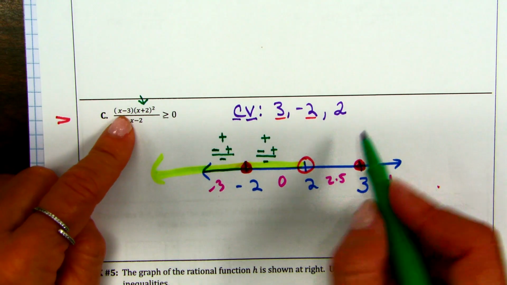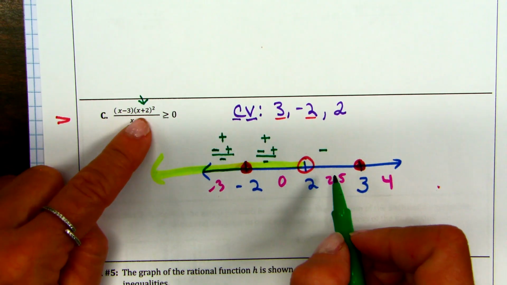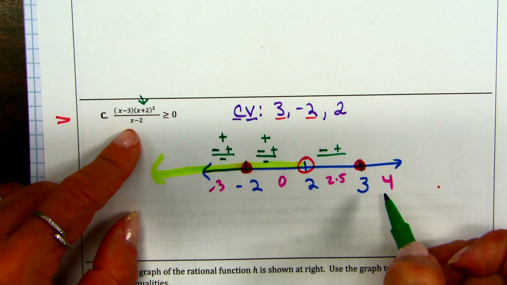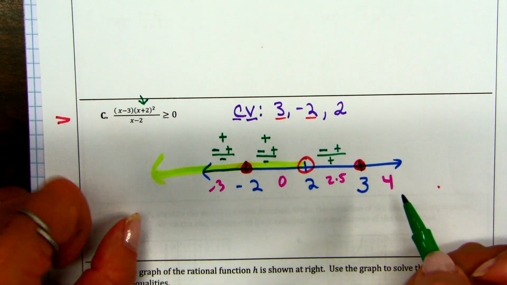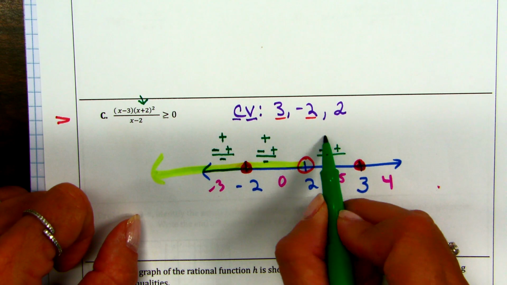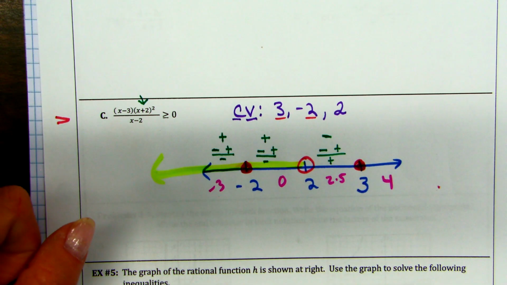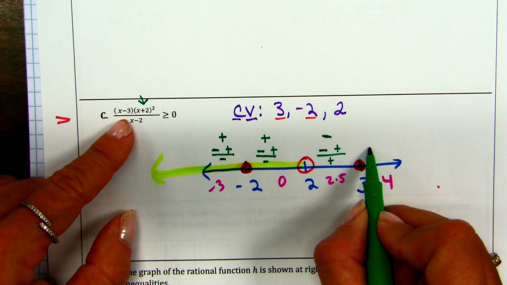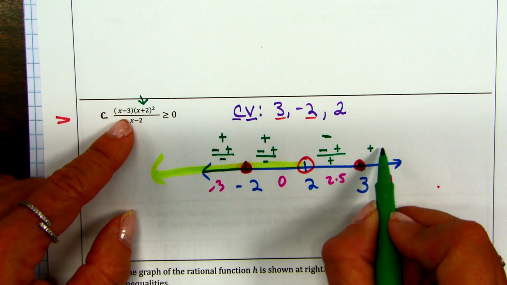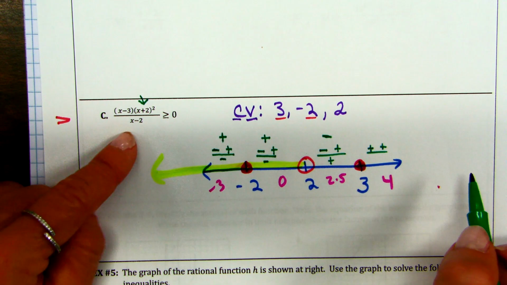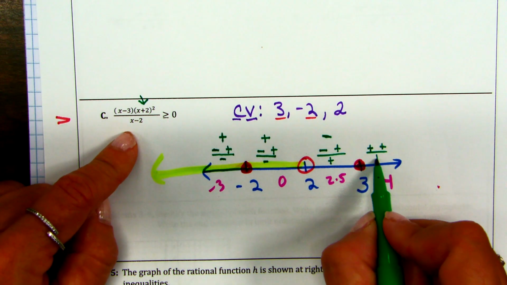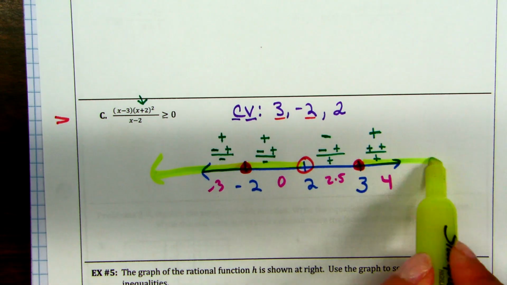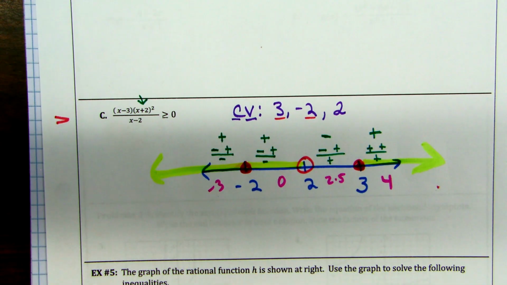Okay, 2.5 minus 3, negative. 2.5 plus 2 squared, always going to be positive, not bothering with it. 2.5 minus 2 is positive. This would give us a negative. We don't want any negatives. 4 minus 3, positive. 4 plus 2 squared, always going to be positive, not messing with it. 4 minus 2, positive. All those positives.